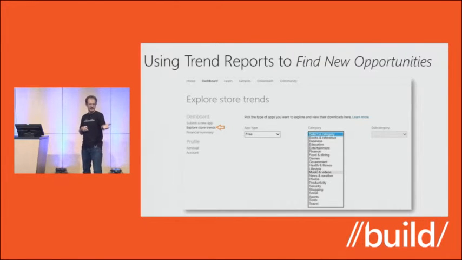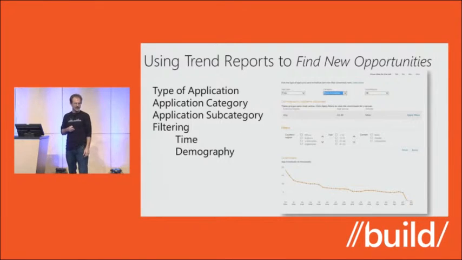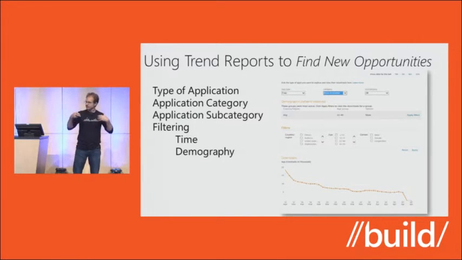You select Explore Store Trends. You select the app type, whether free or paid. Then you select the category, and then you select the subcategory. When you do that, you will get the downloads for those criteria that you specified. In addition to that, you can provide additional demographics that further filter that information, where you provide the country or region, the age, or the gender.